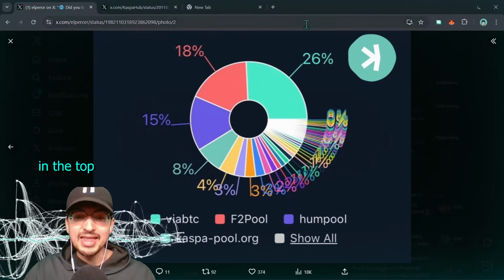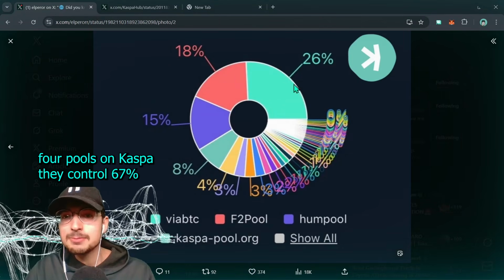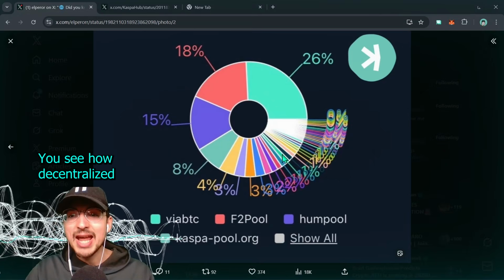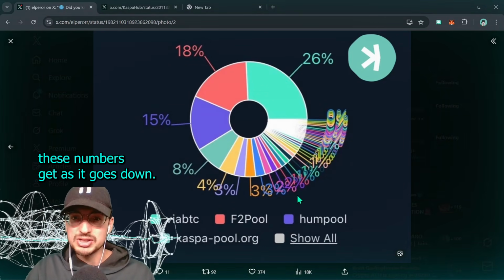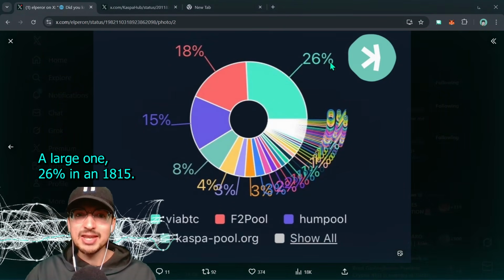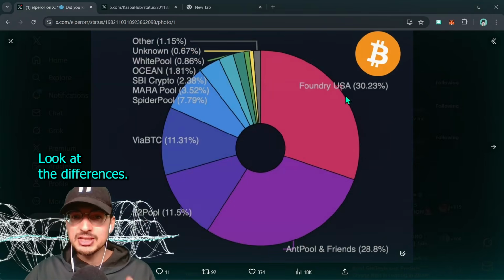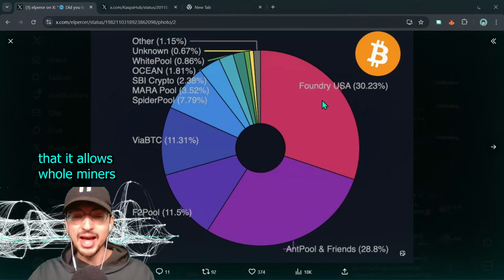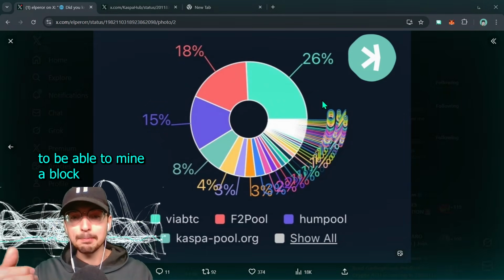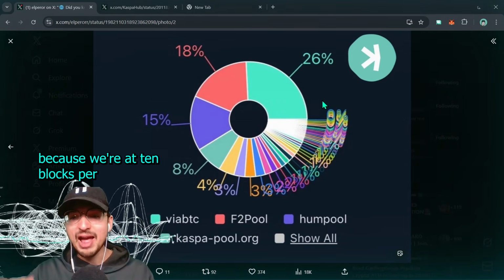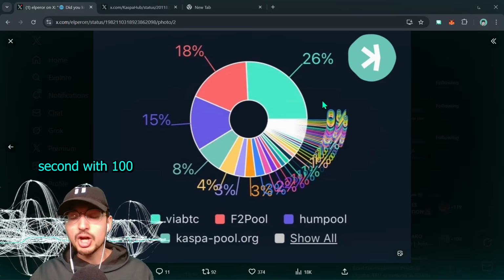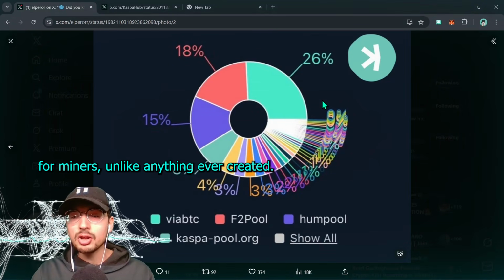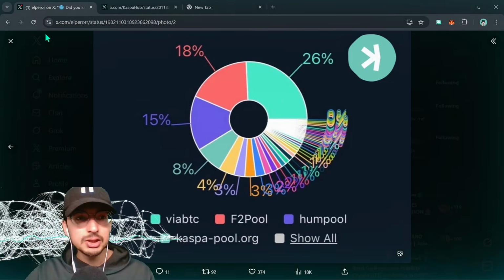And then the top 4 pools on Kaspa control 67% of the entire network hashing power. And you see how decentralized these numbers get as it goes down. The largest one, 26%, and then 18, 15. And look at the differences. It's because of the scalability of Kaspa's block DAG. It allows home miners to be able to mine a block because we're at 10 blocks per second. With 100 blocks per second, it's going to become even more decentralized for miners, unlike anything ever created.